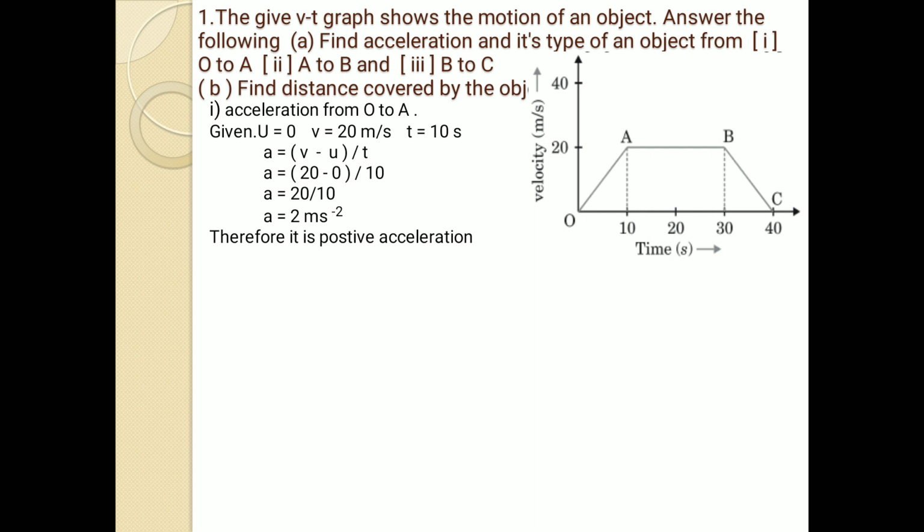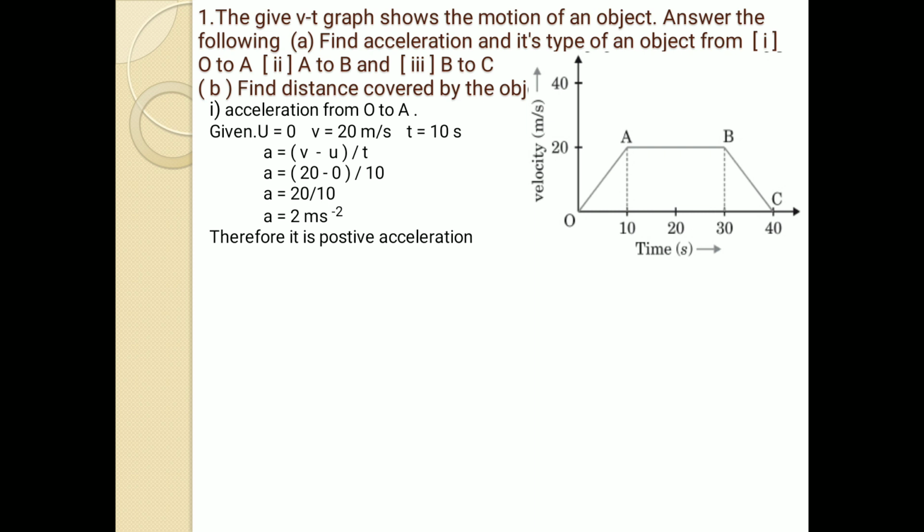Is it clear? So u is 0 because the starting point O to A is 0, then v is 20 meter per second because finally it reaches point A. So corresponding point A to the velocity axis is 20 meter per second. So the final velocity is 20 meter per second.